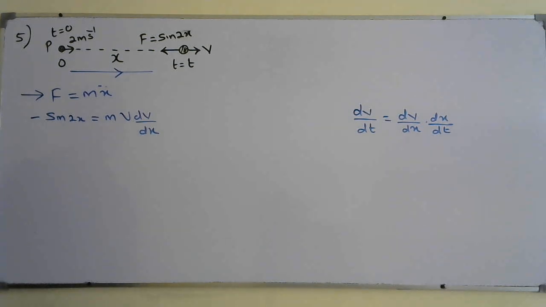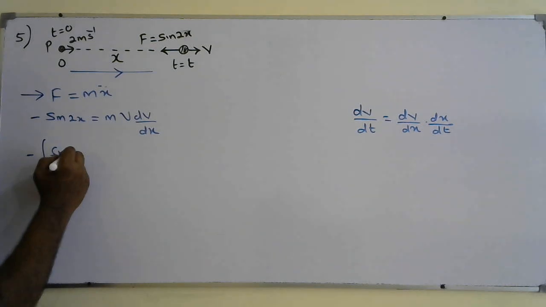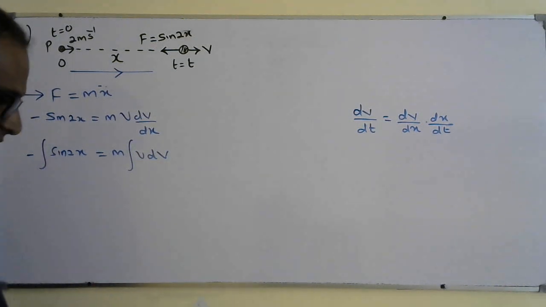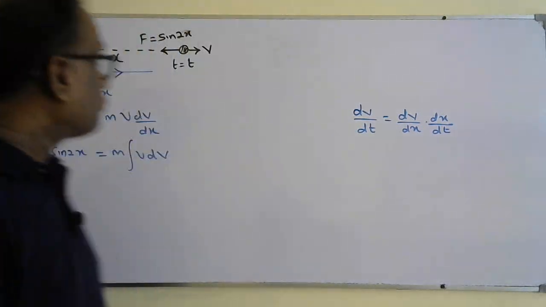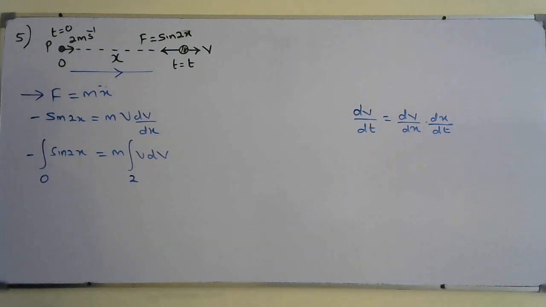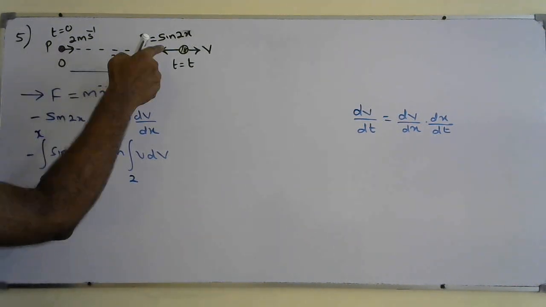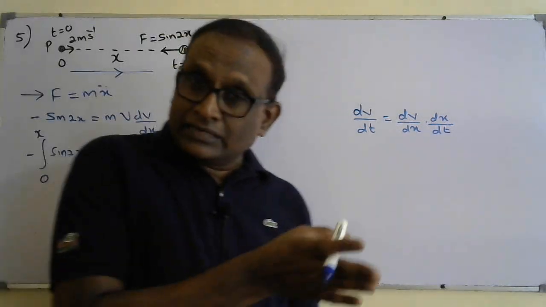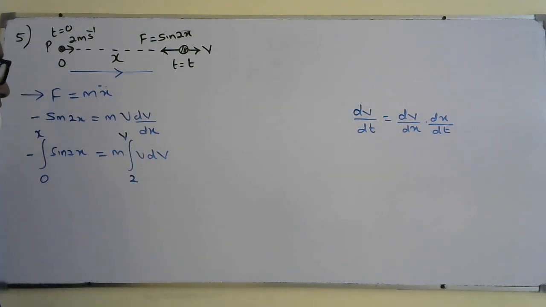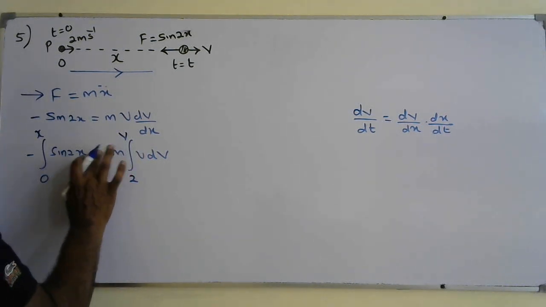Okay, so we need to integrate it. The minus sign we can keep on the left. So integral of sine 2x equals m integral of v dv. Okay, so what are the limits? When x equals 0, speed equals 0. When x equals x, it's going to be a variable, because they asked to show the speed v in terms of x. So x equals x, the speed equals v, we have to get the expression, right? We'll try to solve it now. So the dx is missing, sine 2x dx.